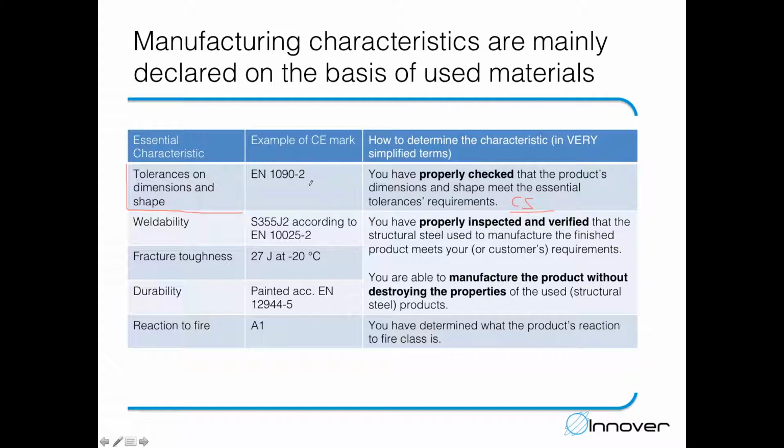And the value or the class, or however you want to call it, that can be given to this essential characteristic is EN1092, meaning that the essential tolerances meet the requirements of this specific standard, and specifically Appendix D. So if you are ever going to declare the tolerances on dimensions and shape, you're basically saying that this product meets the requirements of EN1092 Appendix D.